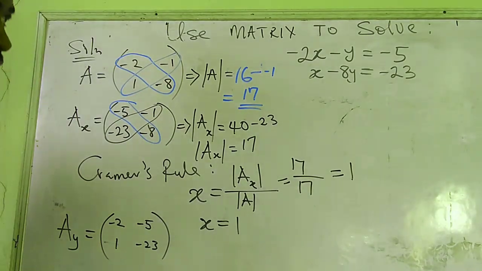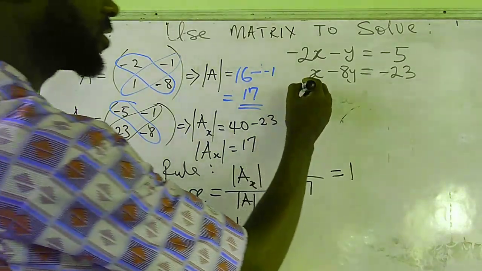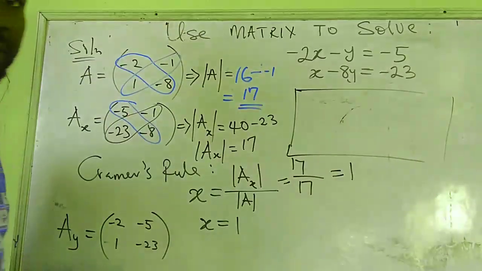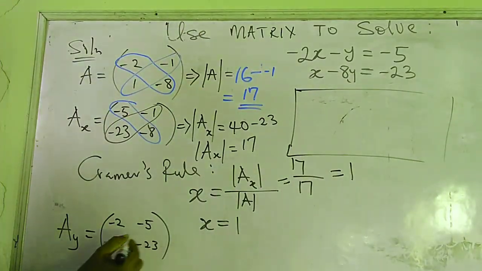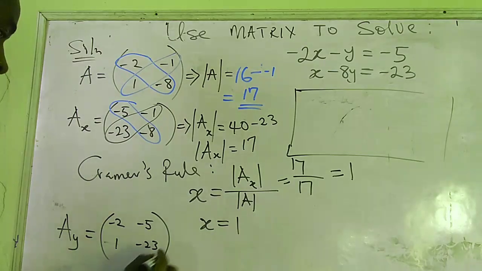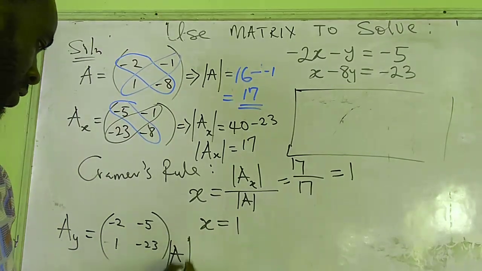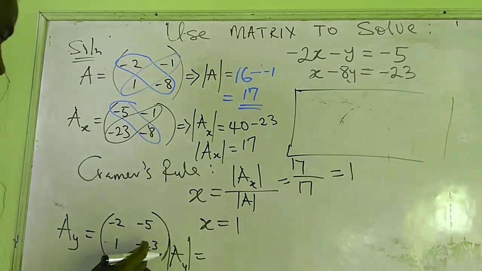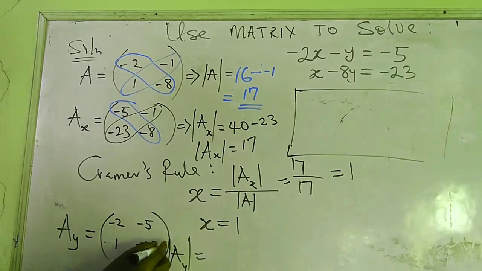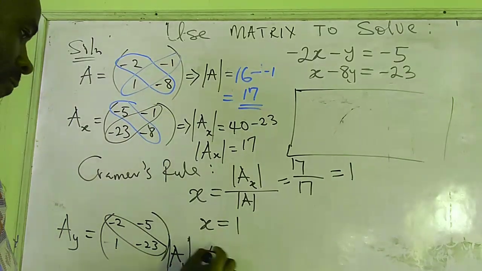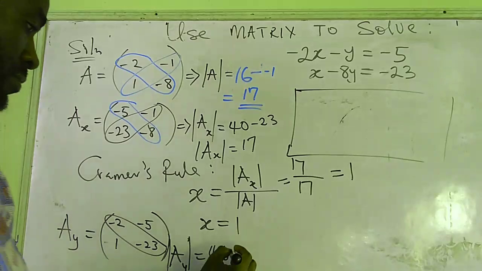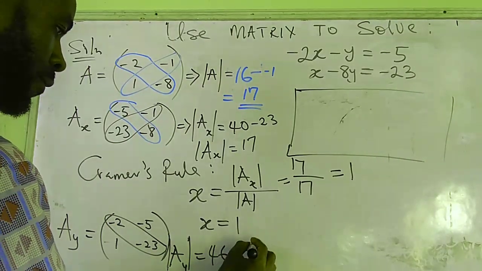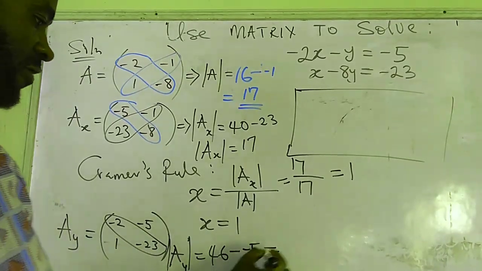Then I also find their determinant. So I think I can come over here because of space and do that. So I'm also going to find their determinant. So let's go to get the determinant of A subscript y. So A subscript y, to get the determinant, that will give me -23 times -2. Remember, these are major diagonal, and that will give me 46, and then -5 times 1, that is -5, and if you add this together, that will give me what?